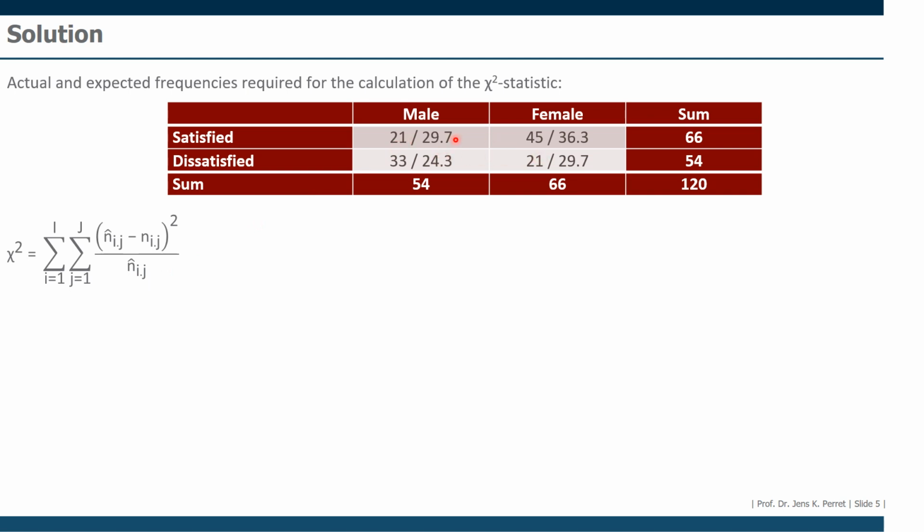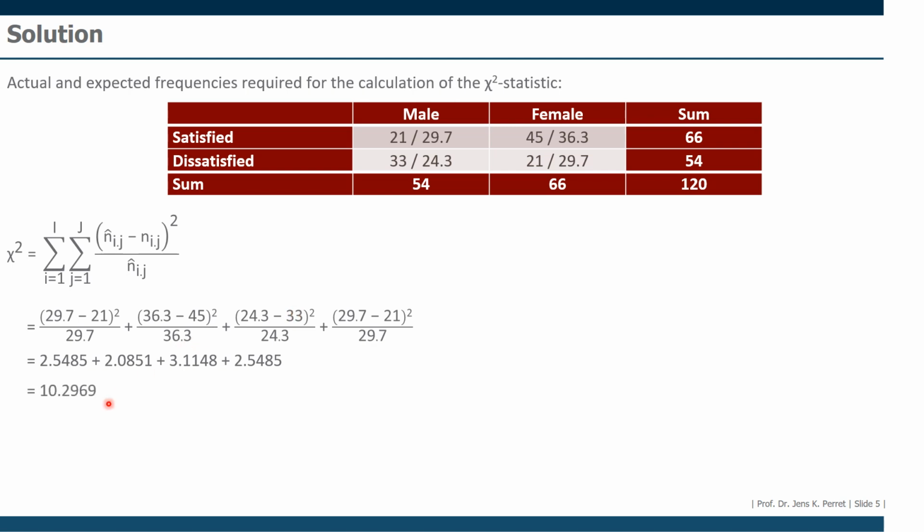I could do this in the table. This would help, for example, if you're doing this in an exam, to get a better overview. What have you already done? And it would maybe avoid some confusion. Did I already cover all of the different values I need? Here I'm just going to note this. I have 4 entries, so I need 4 different terms. Each has the same structure: expected value, actual value, expected value. I'm going to put this in a calculator, giving me an end result of 10.2969. That's my chi-squared.